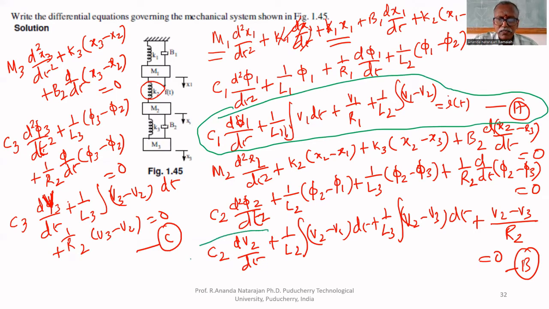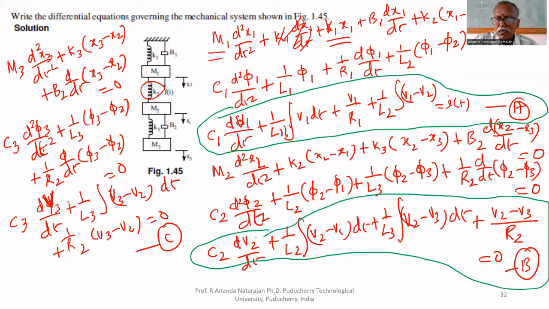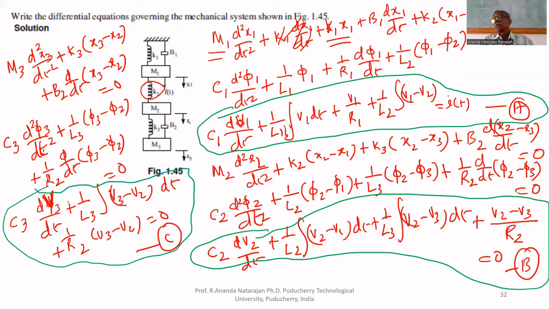This is the second equation. This is the third equation. Now we have to draw the circuit, that's all. We are doing KCL in the reverse direction. In circuit theory, electric circuit analysis, for a given circuit you write KCL. Here, for the given equations, you have to draw the circuit, that's all.